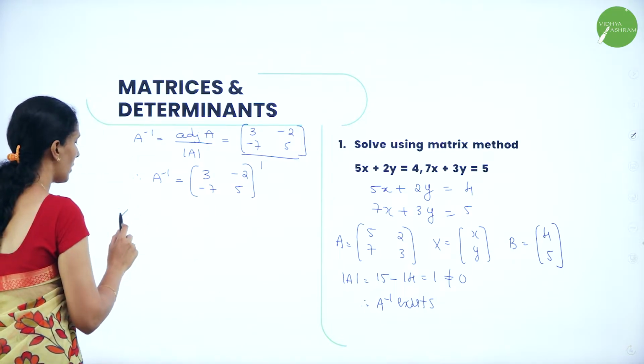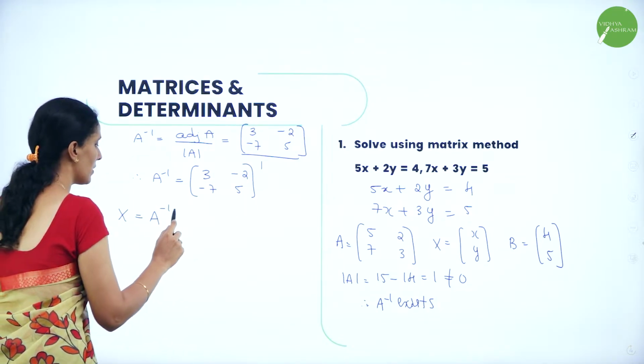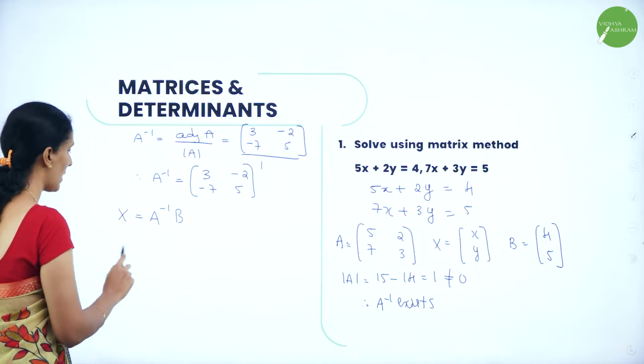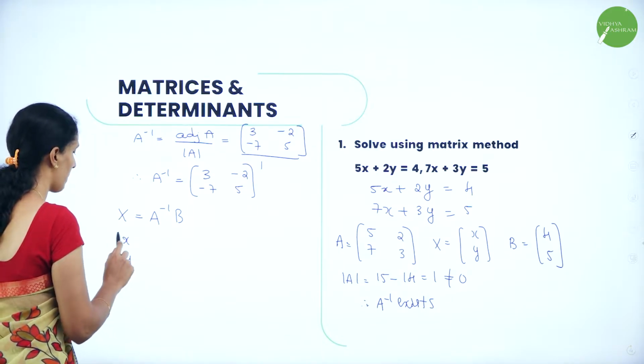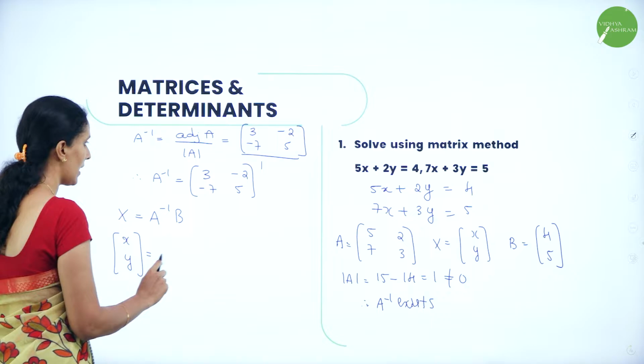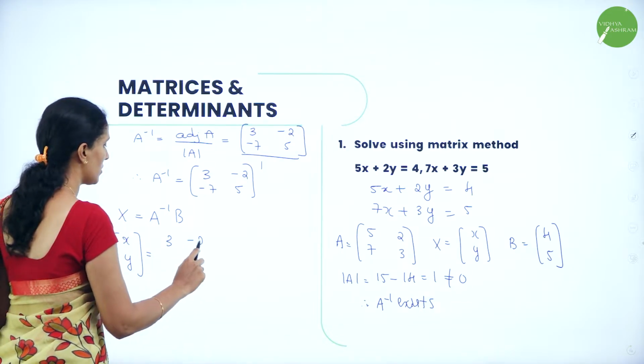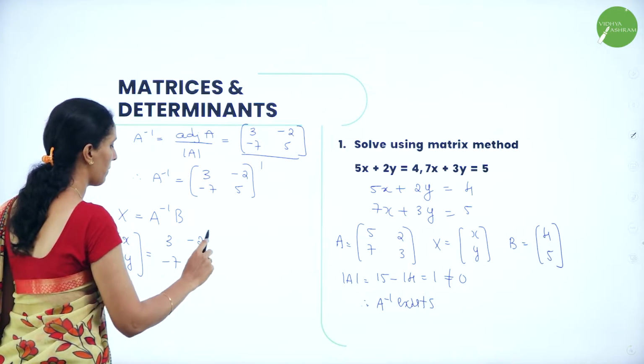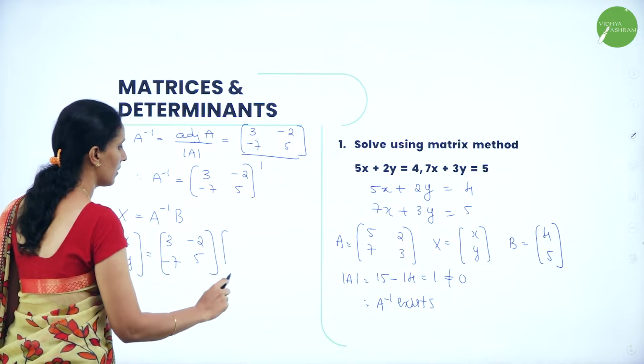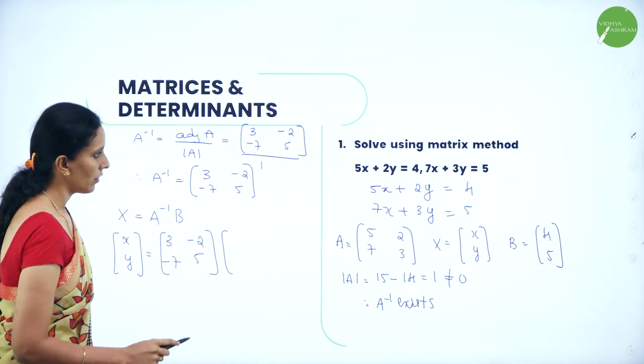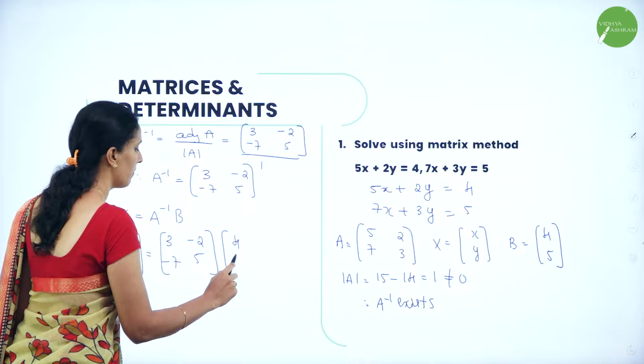Now we can find out X is equal to A inverse B. So what is X we have? X, y. What is A inverse? [3, -2; -7, 5]. And B is 4 and 5.